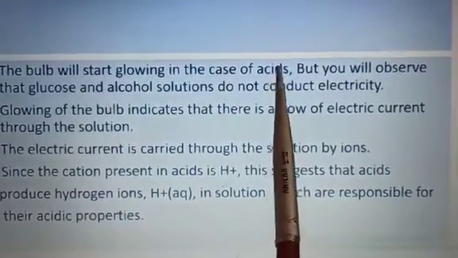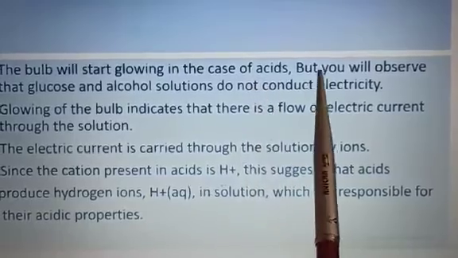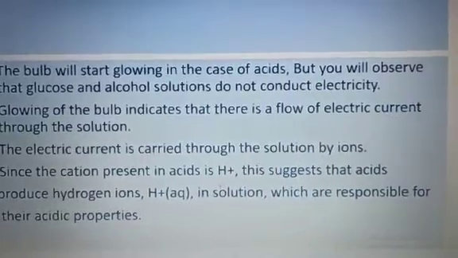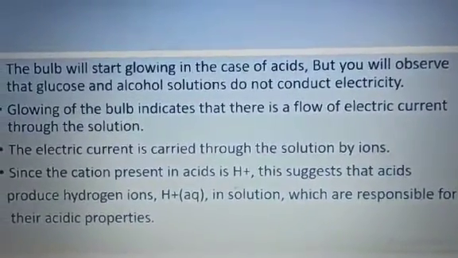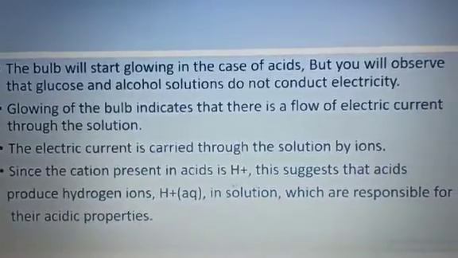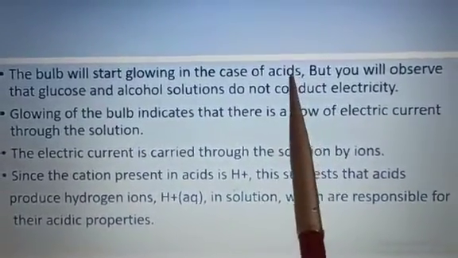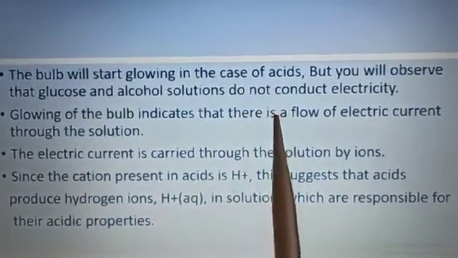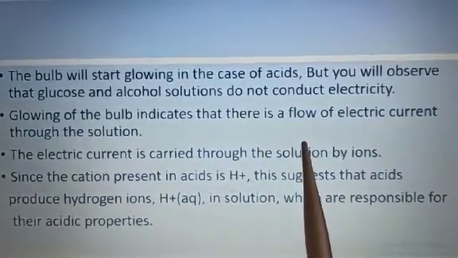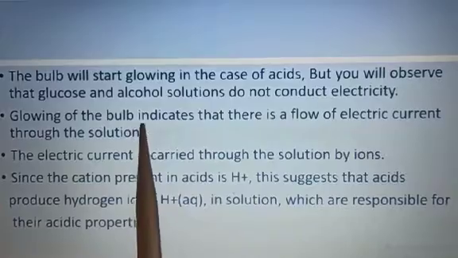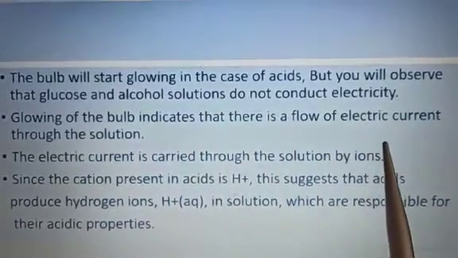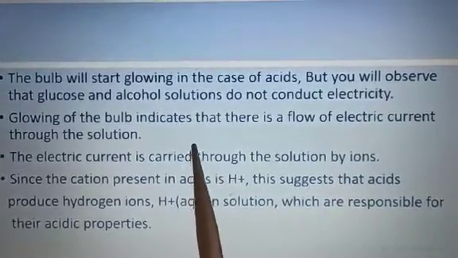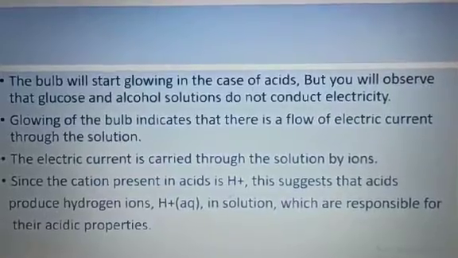Remember it, in case of acids the bulb will glow, but you will observe that glucose and alcohol solutions do not conduct electricity. So the bulb will glow only in the cases where electricity is conducted, means acids are capable of conducting electricity because they dissociate into H+ ions. So glowing of the bulb indicates that there is a flow of electric current through the solution.